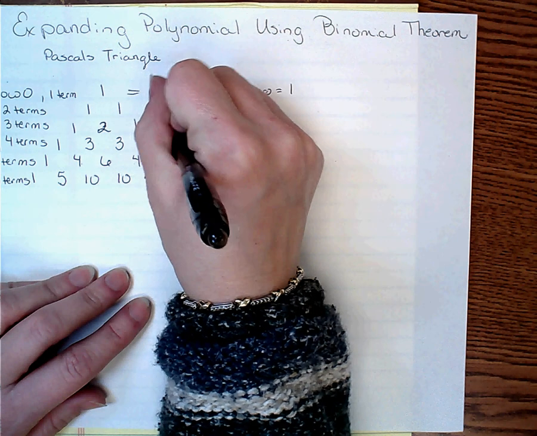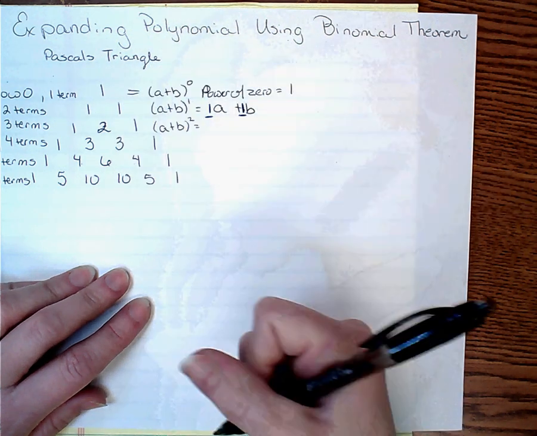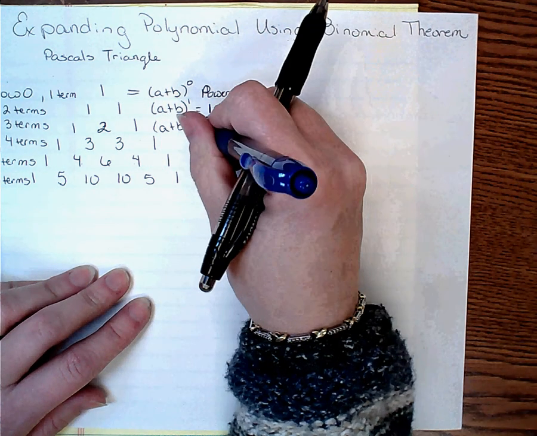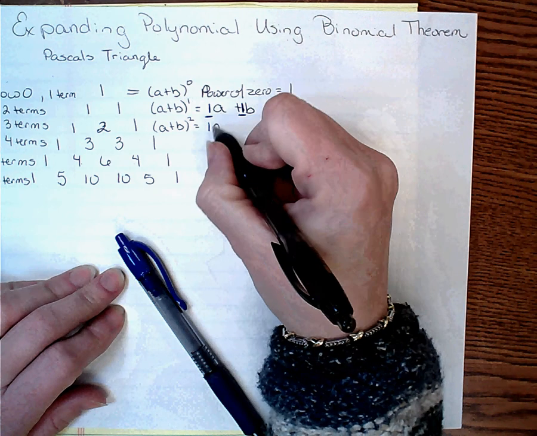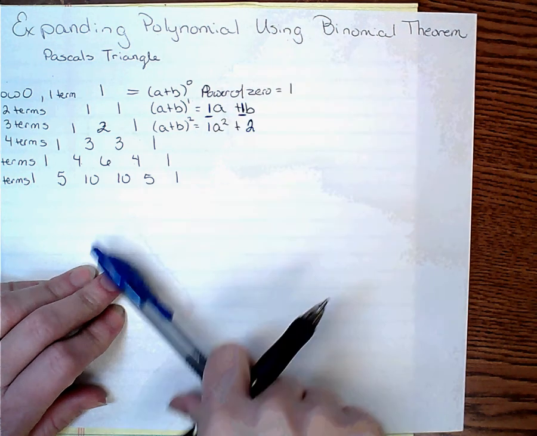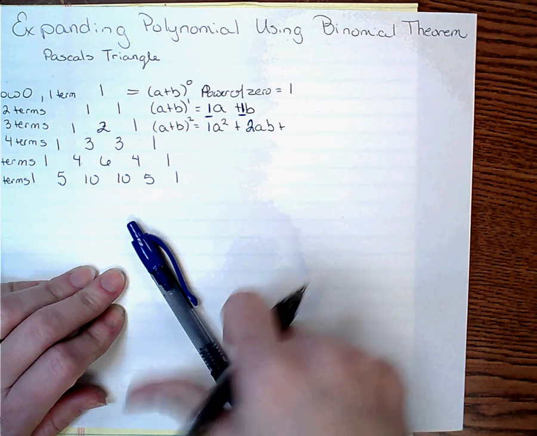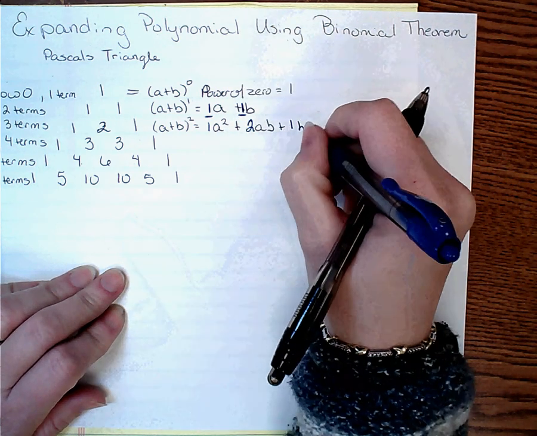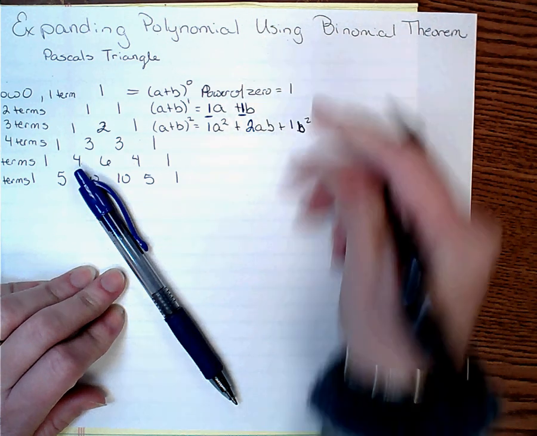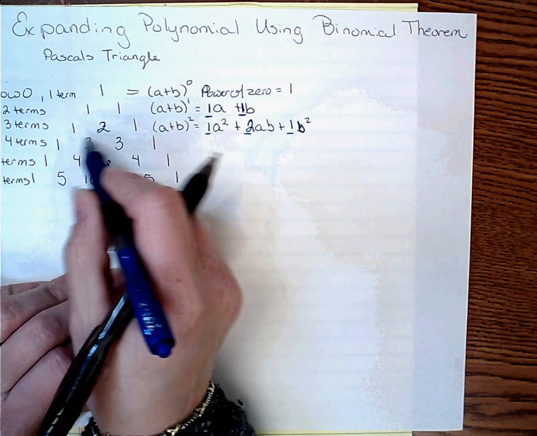A plus b raised to the second power, if I was to box or FOIL it out, I should get 1a squared plus 2ab plus 1b squared. And again, my coefficients are coming from Pascal's triangle.